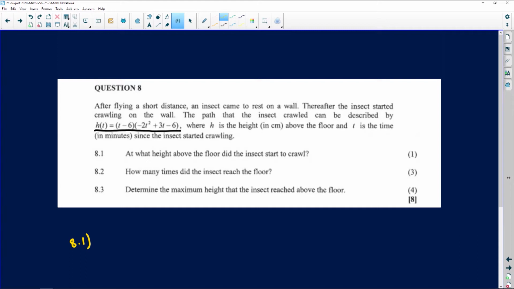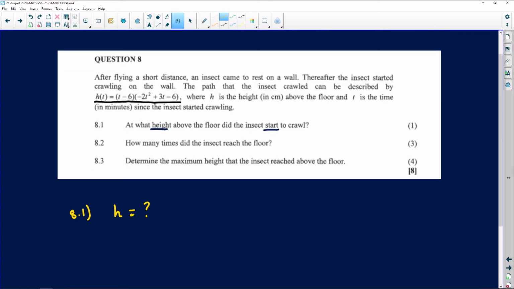This is a very simple question. The key word that I see from this particular statement is the word start. So we're asking you at what height, so there's no confusion there that you're being asked to figure out the height. Now, the model that helps you to figure out the height at any given time is h of t equals t minus 6 into negative 2t squared plus 3t minus 6. So this is the model that helps you to figure out the height at any given time.